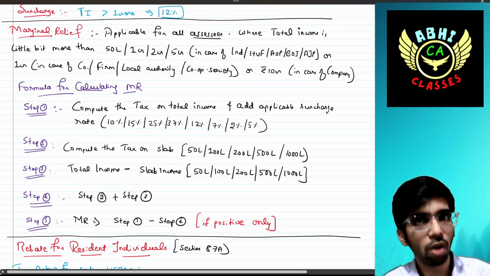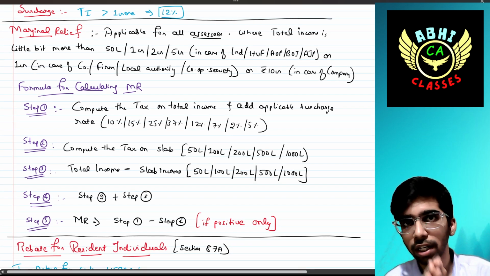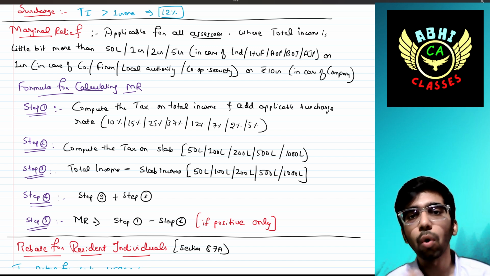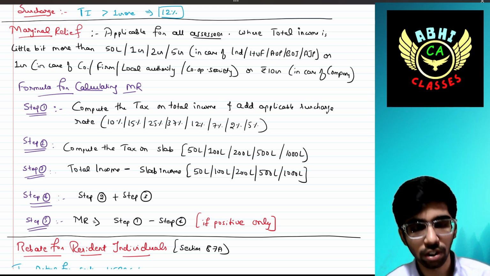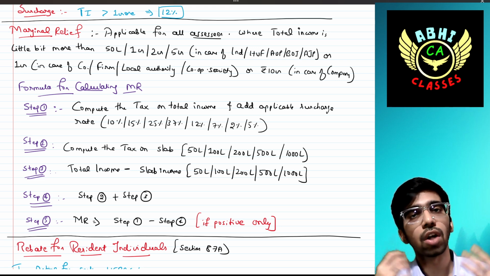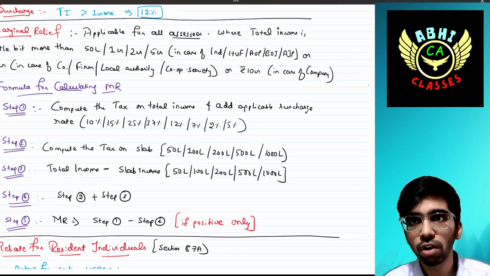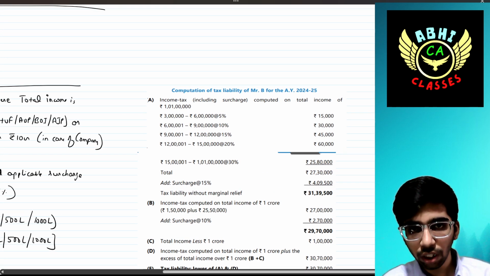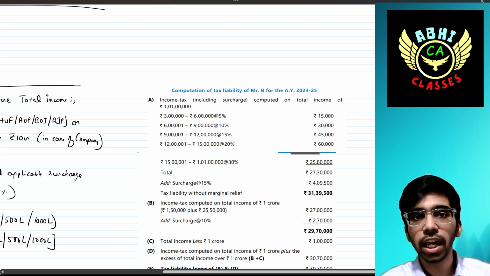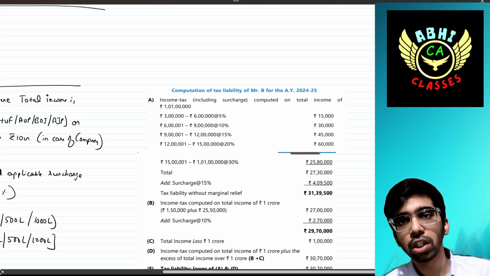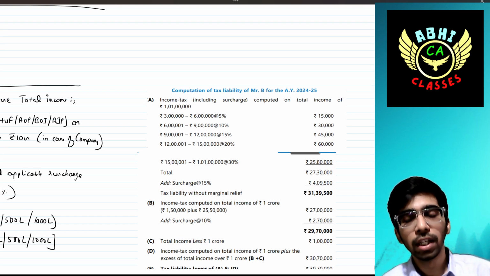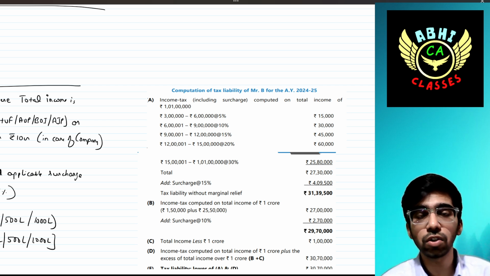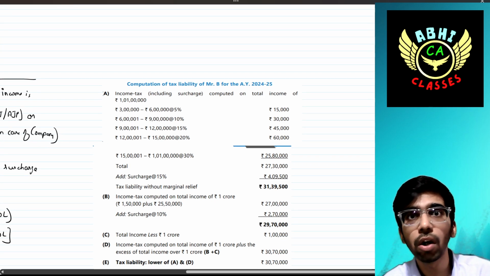There is one formula. You have to strictly follow this formula in examinations also. Keep it in mind. Step 1: compute the tax on total income and the applicable surcharge rate. For example, I have included one example. You can see first A: income tax on the total income of 1 crore 1 lakh. It is a little bit more than 1 crore, and hence we have to pay the surcharge of 15%. So this will be huge, right?